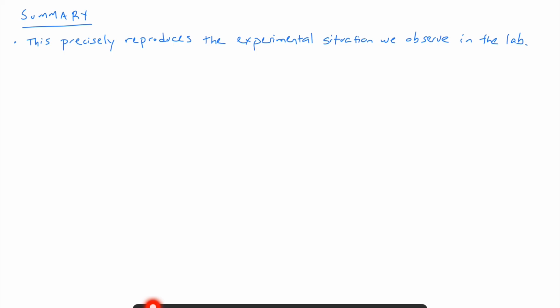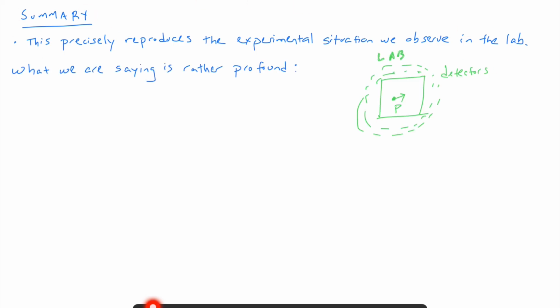We can define what they call the energy of the particle as the Hamiltonian of our QFT system. What they call the momentum of that particle is what we define as the momentum for our QFT system. And if you identify each of those, we say that our mathematical system that we created fully represents what they have in the lab. And what we're saying then is, again, rather profound.